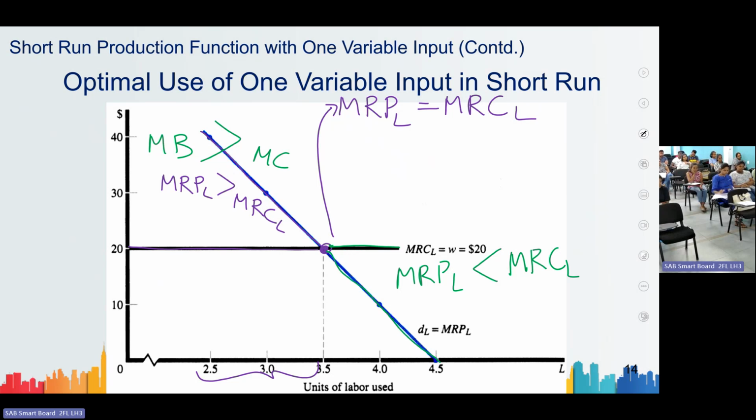Marginal benefit is greater than marginal cost. You want to increase your benefit. So you want to increase your marginal benefit. For that, what do you have to do? You have to employ more labor. You have to increase labor input. Over this range, your marginal benefit, which is calculated as marginal revenue product of labor, is greater than your marginal cost, which is marginal resource cost of labor. So to increase your benefit, you tend to increase your labor input.